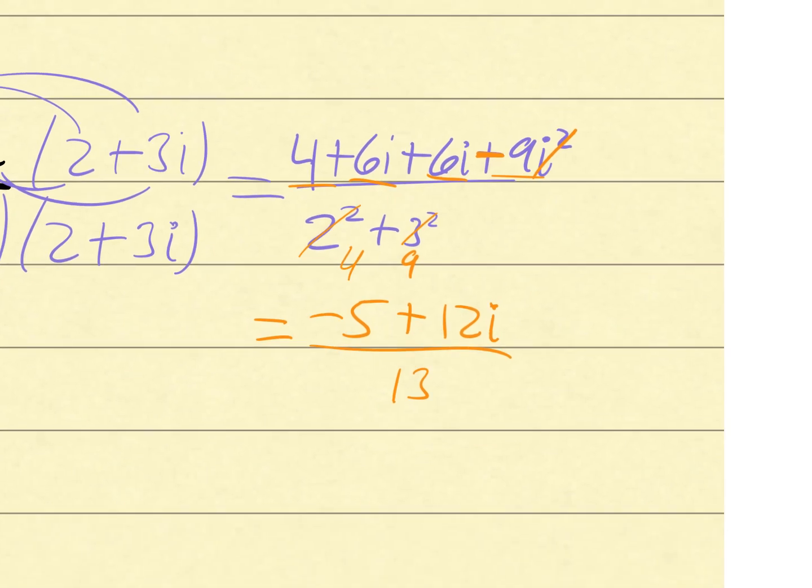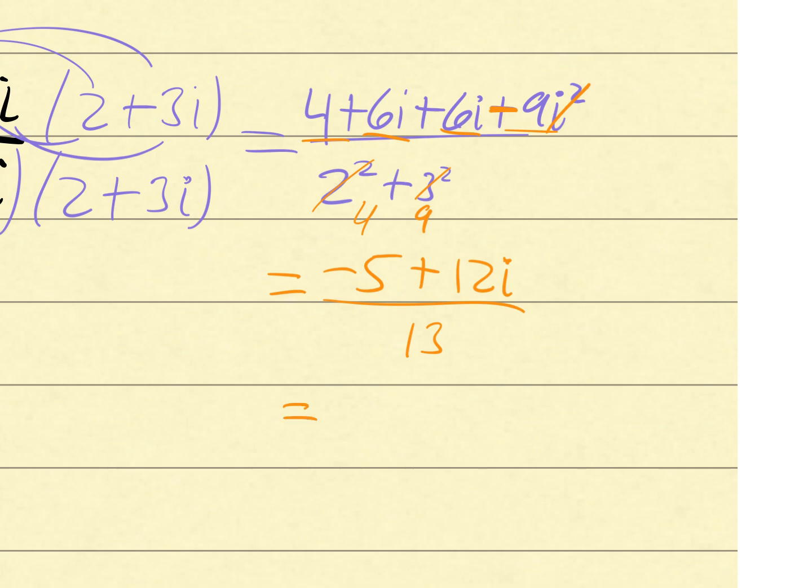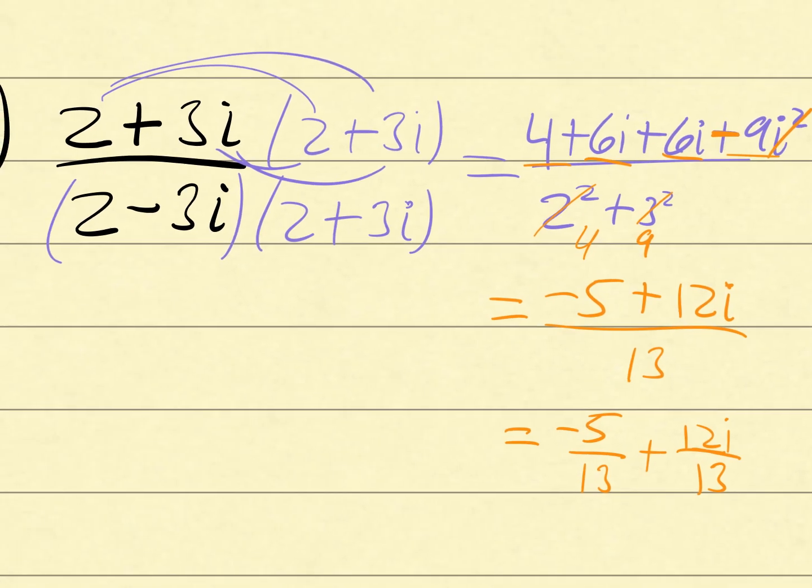If we're being asked to write it in standard form, I didn't write that on this slide, but all your answers should be in standard form. All you have to do is split it up into a real number plus an imaginary. So we don't put the i in the denominator, because when you FOIL this out, it should just cancel out.